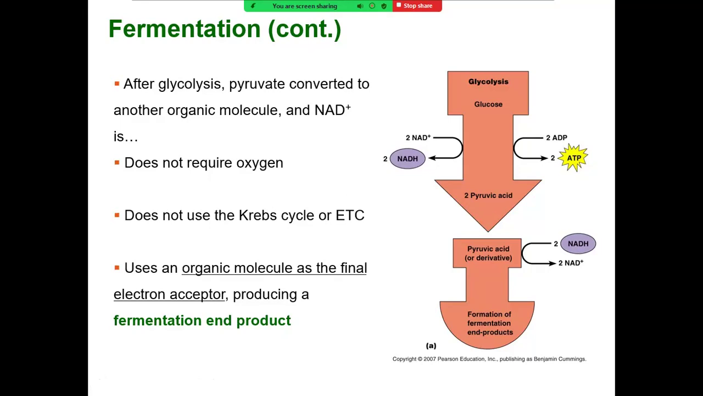To make the fermentation reaction, you use up that NADH molecule, which was made in glycolysis. The NADH made in glycolysis is used up in fermentation to proceed with the fermentation reaction. And then pyruvic acid is converted to the end product of fermentation.